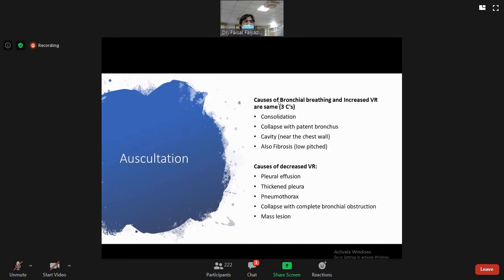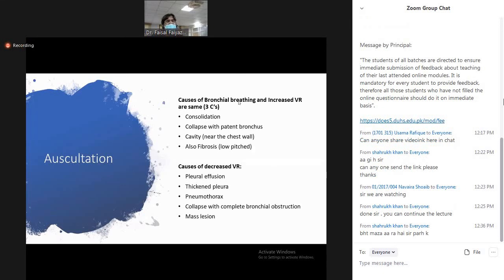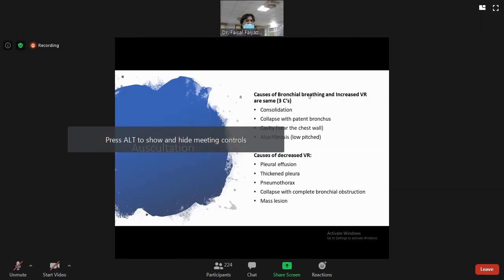Auscultation. Remember the causes of bronchial breathing. What is bronchial breathing? There's a gap between inspiration and expiration, right? And expiration is at least as long as inspiration, okay? Whereas in normal vesicular breathing, there is no gap between inspiration and expiration, and expiration is shorter than inspiration. That was normal vesicular breathing. But in bronchial breathing, two main criteria: a gap between inspiration and expiration, and the expiration is at least as long as inspiration. And third, they also say there's a blowing tubular character, which you can hear.